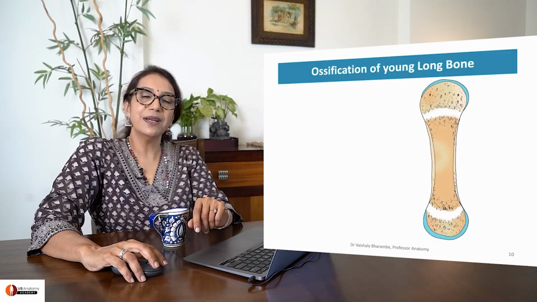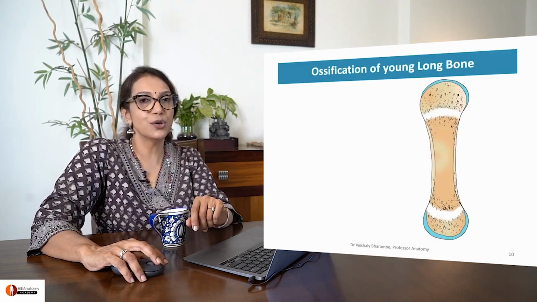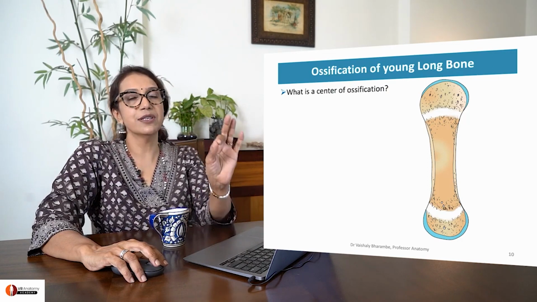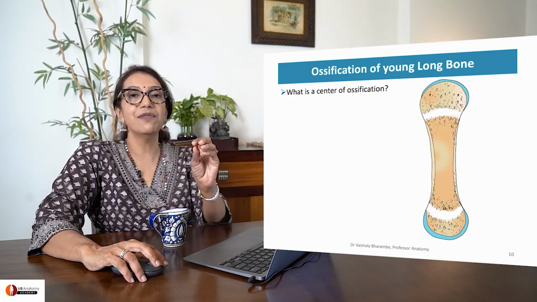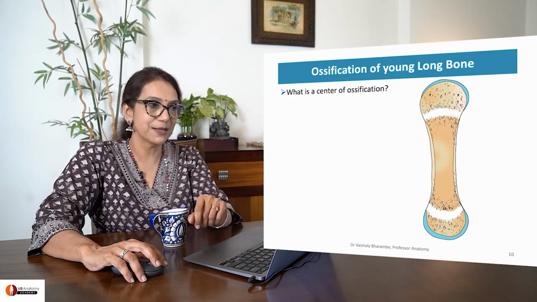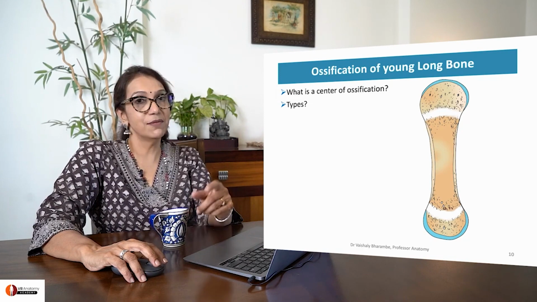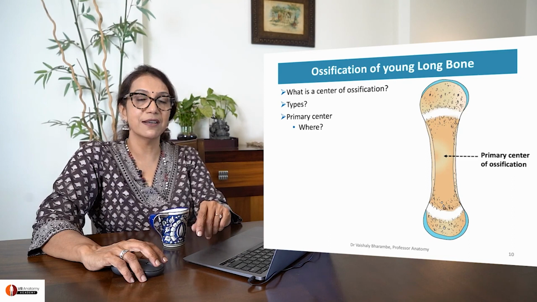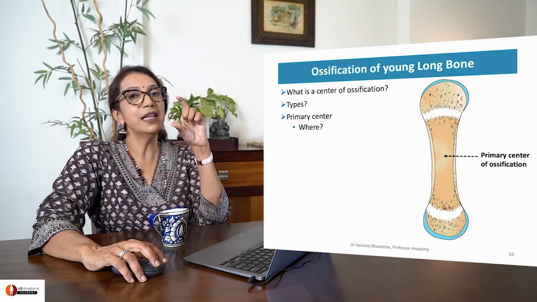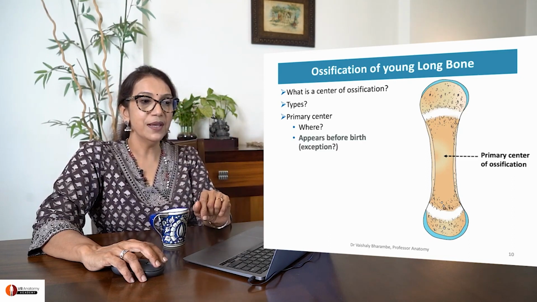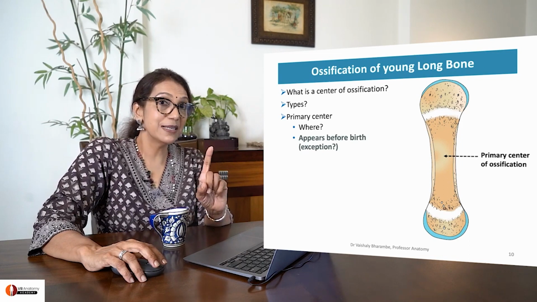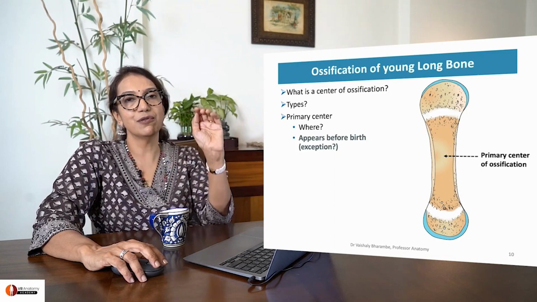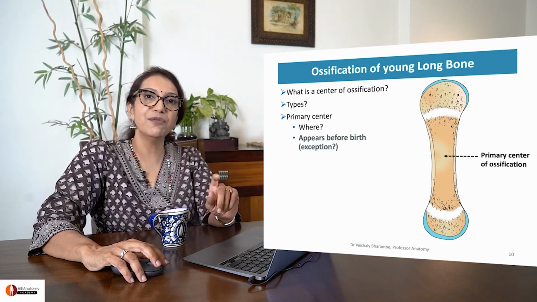So, let's begin to understand something about ossification of young long bone. What is a center of ossification? Where ossification first begins, or where bone formation first begins. What are its types? We already saw. There is a primary center and there is a secondary center. Where is the primary center? In the middle of the long bone. Now this is important. It appears before birth. All primary centers of ossification appear before birth.